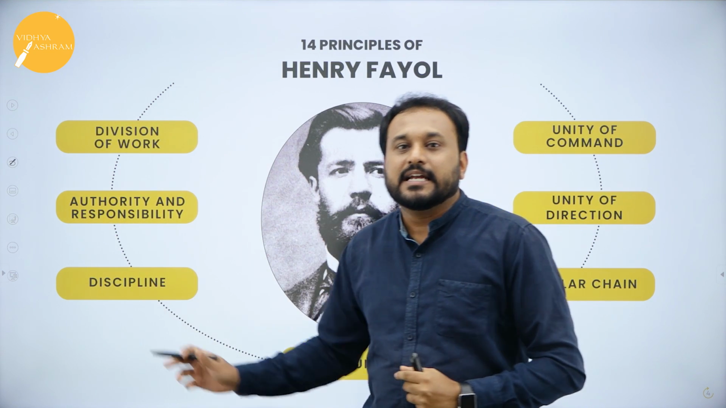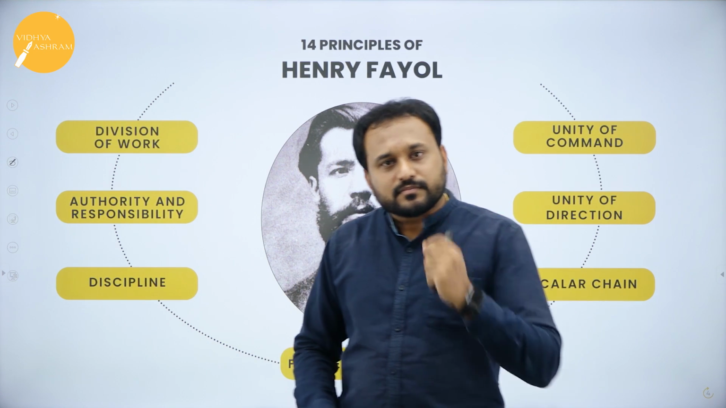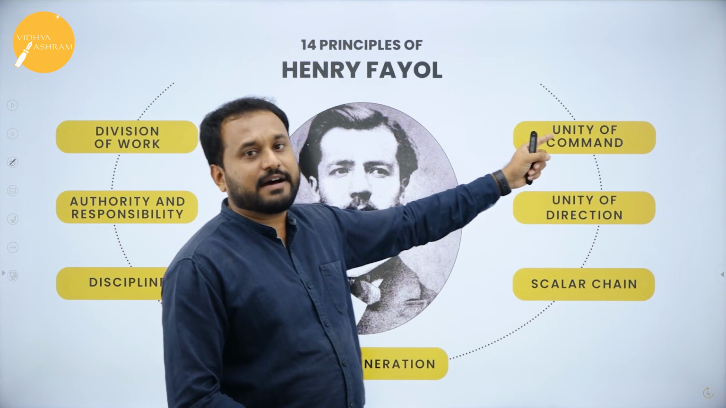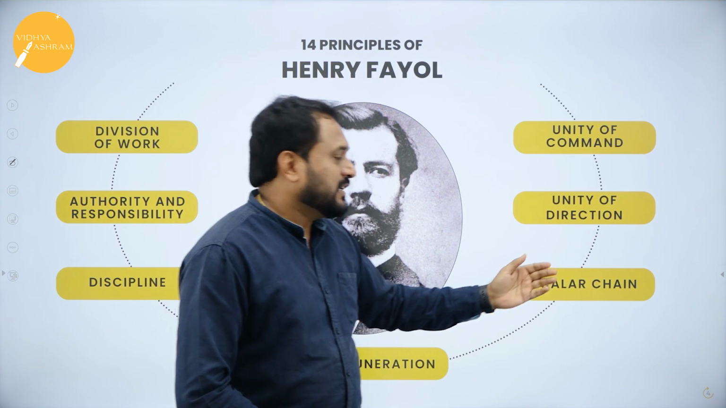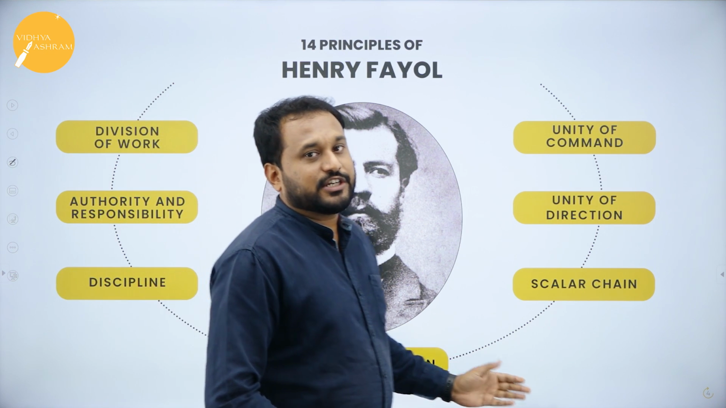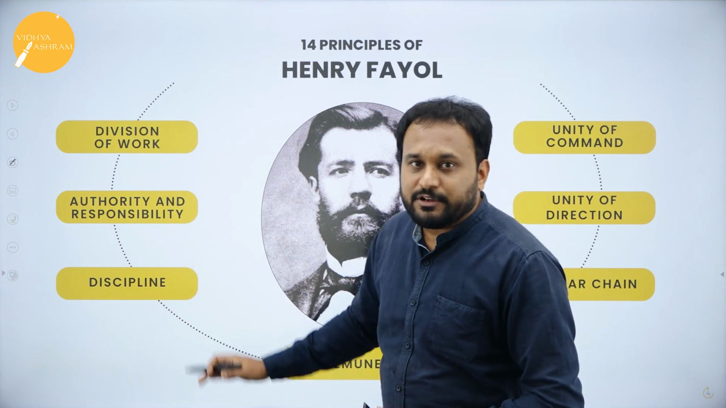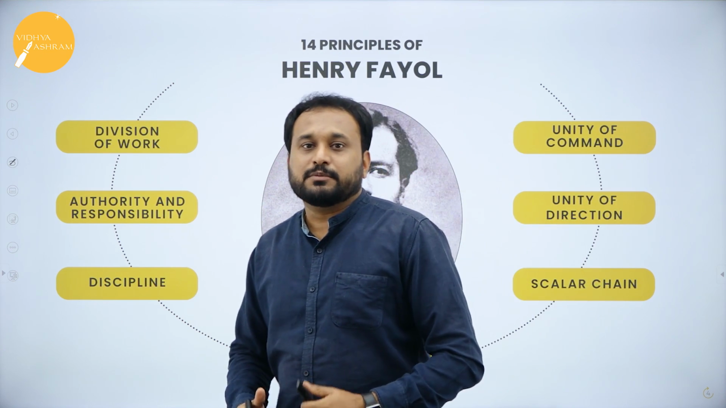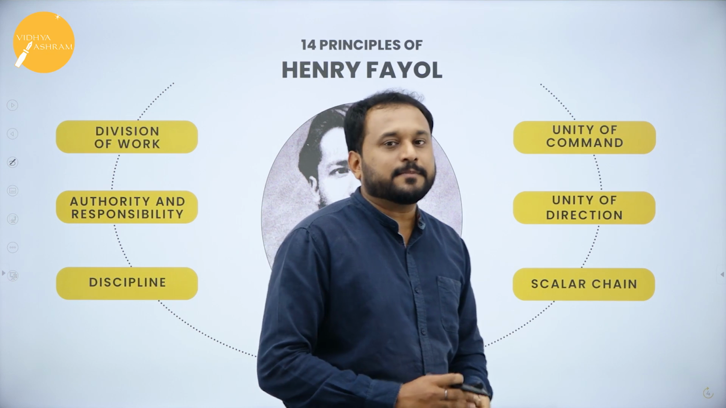The third one is discipline. Only when you have discipline, everything will be proper. The fourth one is unity of command, followed by unity of direction. Then you have scalar chain, and then you have fair remuneration. Without money, nobody is going to work for you. So these are the first 7. In the next slide we have 7 more. Let me explain each one of them properly.